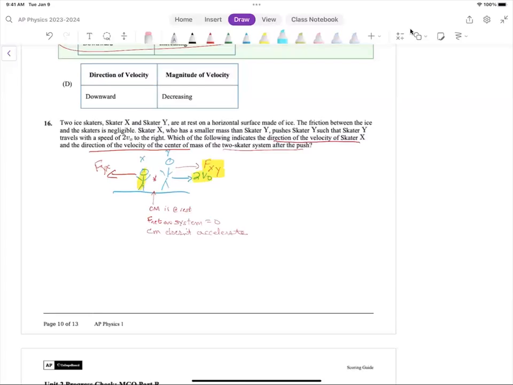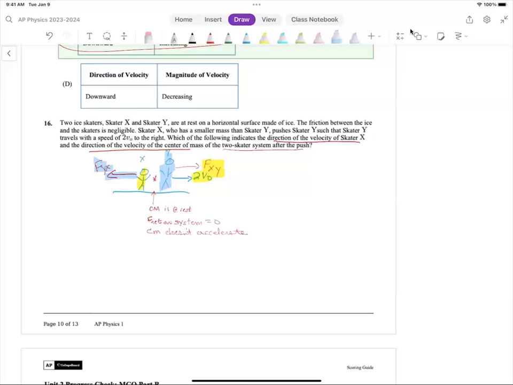Okay, then I have this other mass, maybe this one. I have this other person who has a larger mass, and if X put a force on Y to the right, then Y is going to put a force on X to the left. That's Newton's third law. The center of mass is located pretty close to each other, right in the middle, maybe a little closer to Y, obviously, but there they are, and it's at rest.